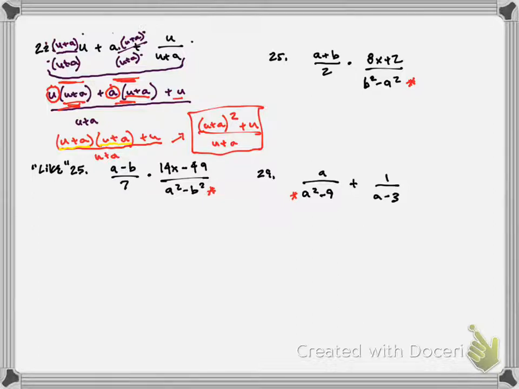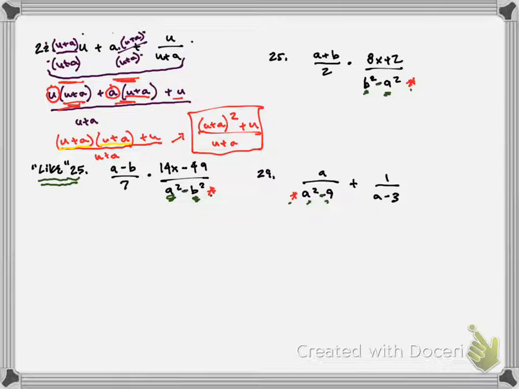All right, I want to look at numbers 25 and then this other problem, which is one that I made up, is very similar to 25 and 29, and I've got three things starred here. What I want you to notice is the b squared minus a squared, a squared minus b squared, a squared minus 9. In all three cases, you have what's called a difference of squares. They're called a difference of squares because you have one number squared, subtract another number squared. So a difference of squares. Okay?